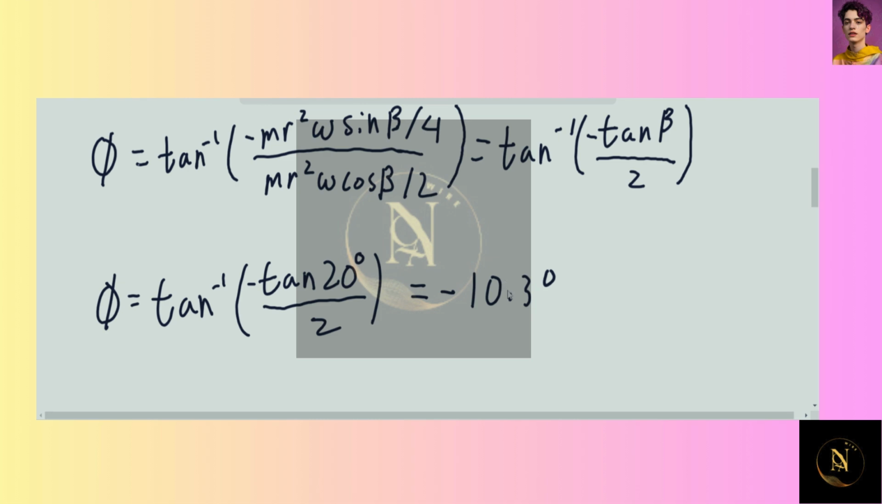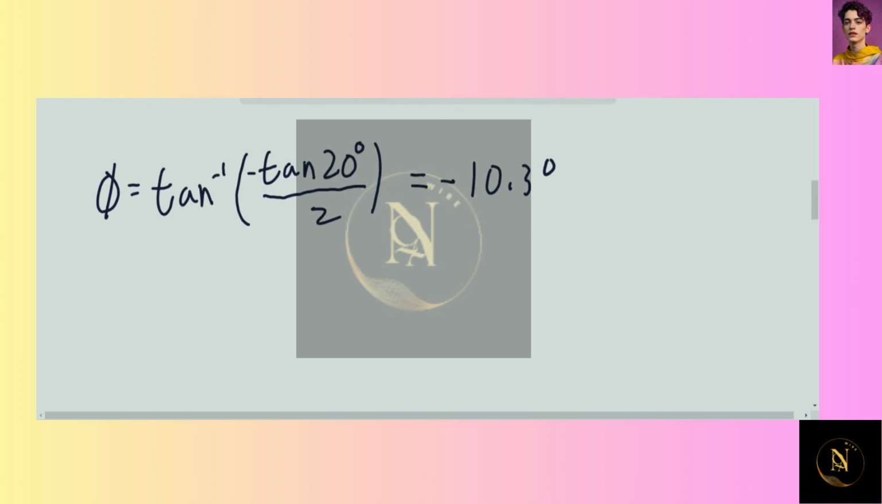So now that we know this angle, we can find the angle between the angular momentum and the axle. That angle theta is going to be equal to that angle phi plus the angle beta. So angle theta is equal to negative 10.3 plus 20, and this will give us an angle of 9.7 degrees.